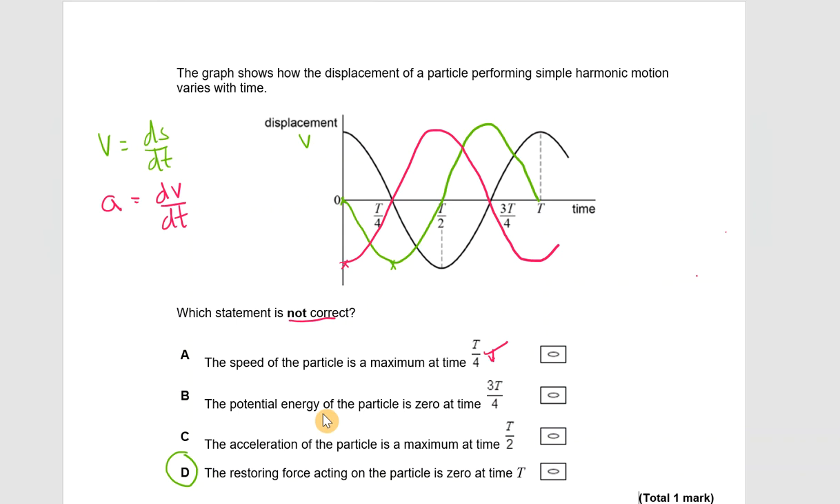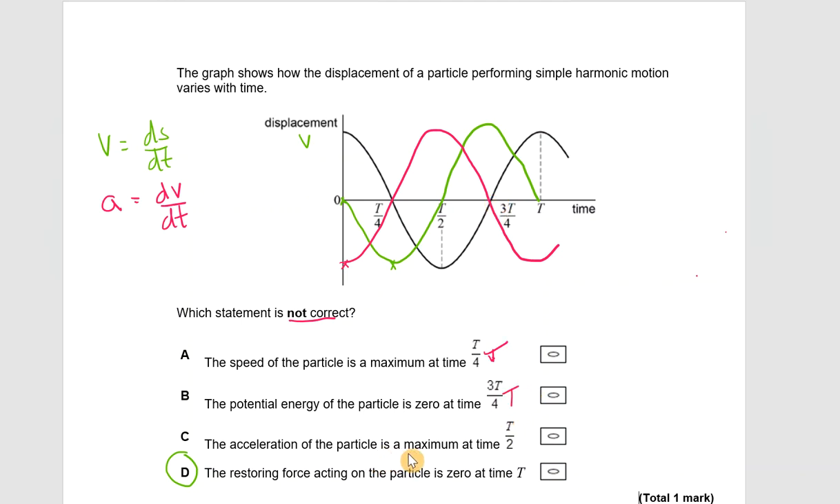The potential energy of the particle is 0 at 3 over 4 t. So there's 3 over 4 t. So the potential energy will be 0 when the displacement is 0. So let's have a look at the displacement. That's the black line, and at 3 over 4 we can see the displacement is at 0. So the potential energy will be 0. So that's true as well.